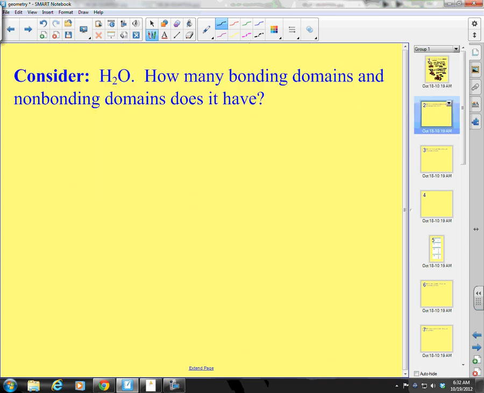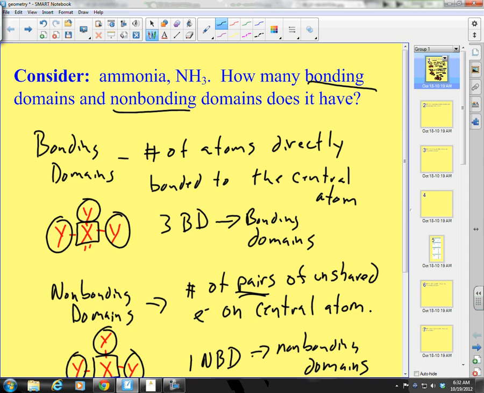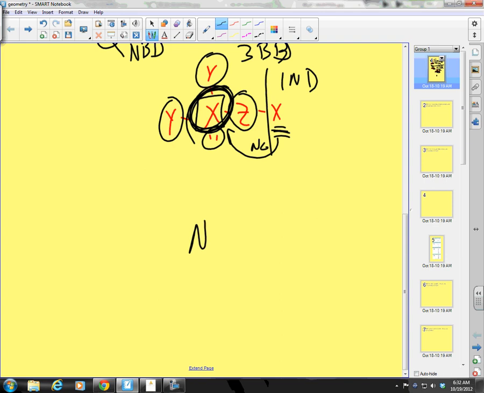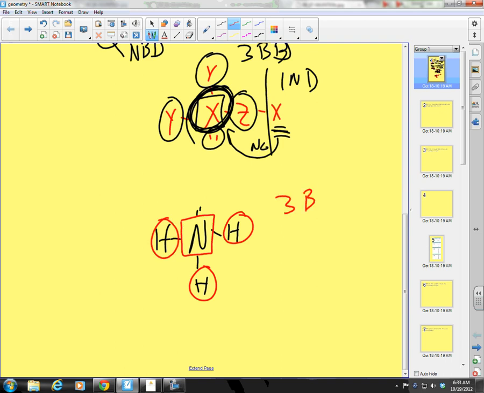Great. All right. Oh, we better answer our question, shouldn't we? Ammonia. First thing we want to do is draw our Lewis structure for ammonia, and it would look something like this, right? Let's take a look at my central atom. How many atoms are directly bonded on it? 3. So I have 3 bonding domains. And how many unshared pairs are on it? 1. Then I have 1 non-bonding domain. Piece of cake. Jawohl, here we go.